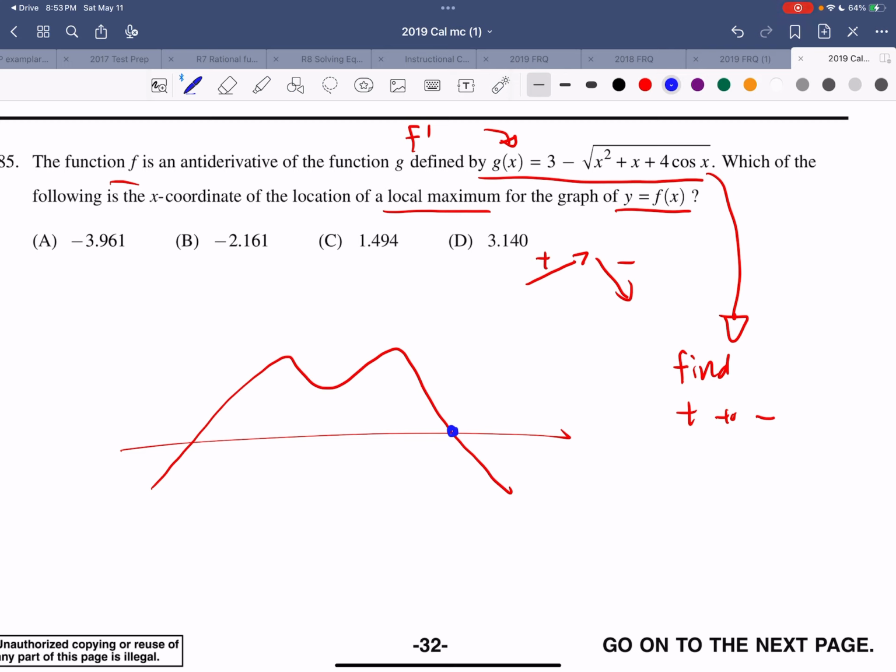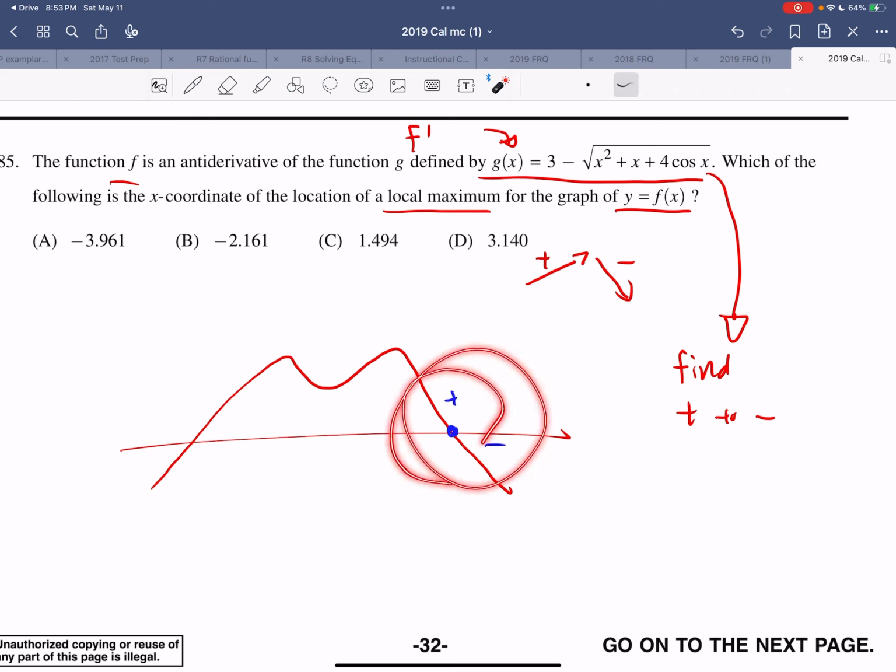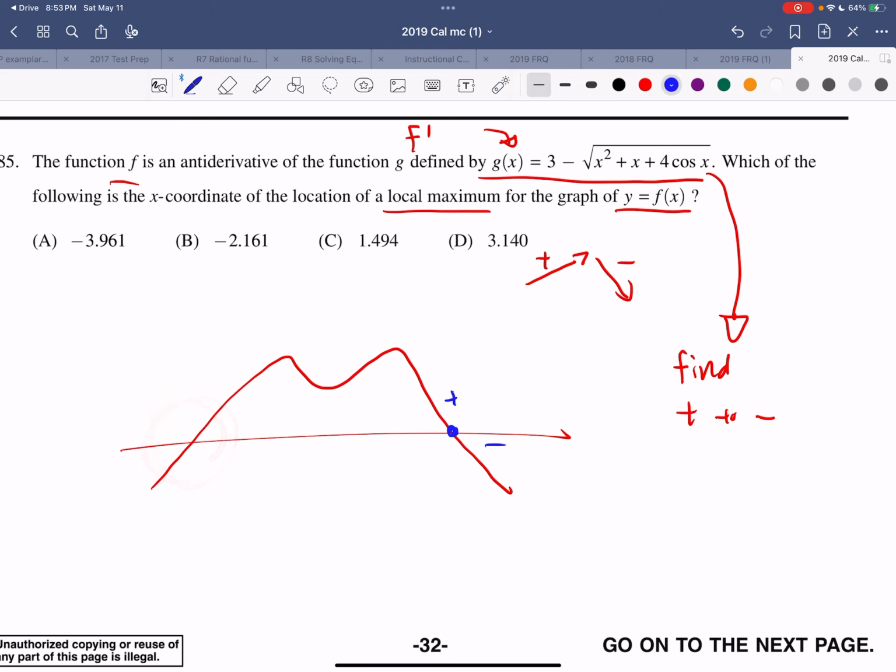So you have two x-intercepts, but do you see this is the portion that goes from positive to negative? So your answer is going to be this one. This cannot be the answer because this one is moving negative to positive. So this point is going to be the minimum, and this one is the maximum. This point is x equals 3.14, so it's going to be this.